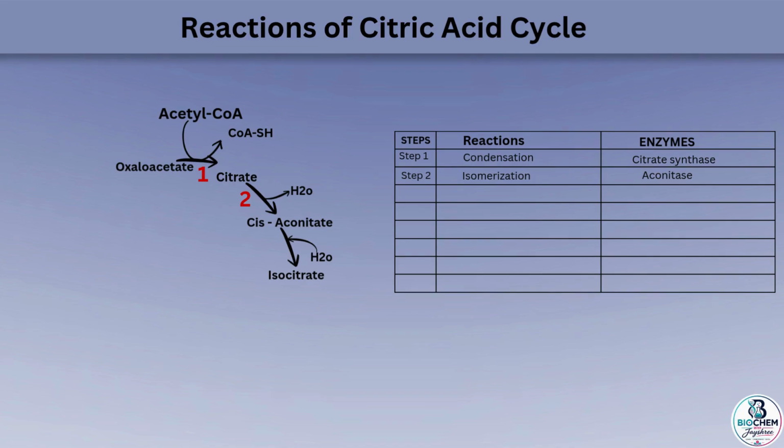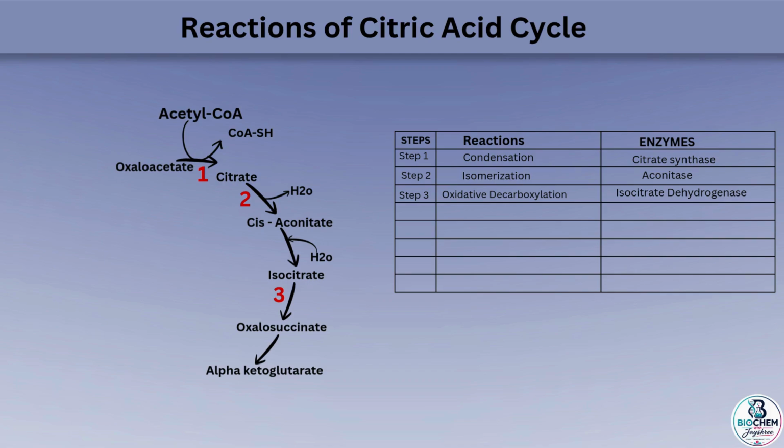Now comes step number 3. Step number 3 is formation of alpha-ketoglutarate, and the reaction type is oxidative decarboxylation, and it is the first oxidative decarboxylation reaction of the TCA cycle. In this reaction, isocitrate is converted into alpha-ketoglutarate, and the enzyme involved is isocitrate dehydrogenase. But isocitrate is first converted into oxalosuccinate and then alpha-ketoglutarate.